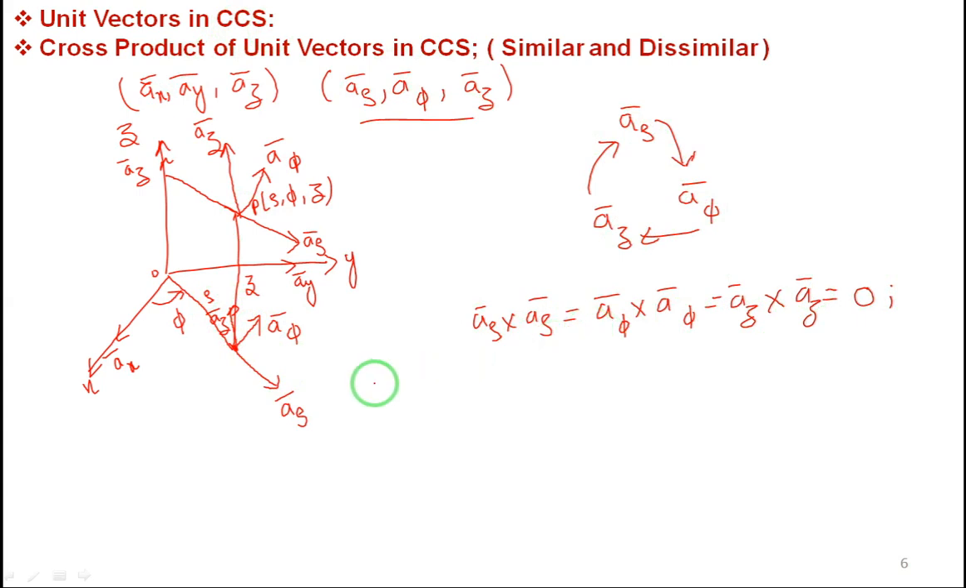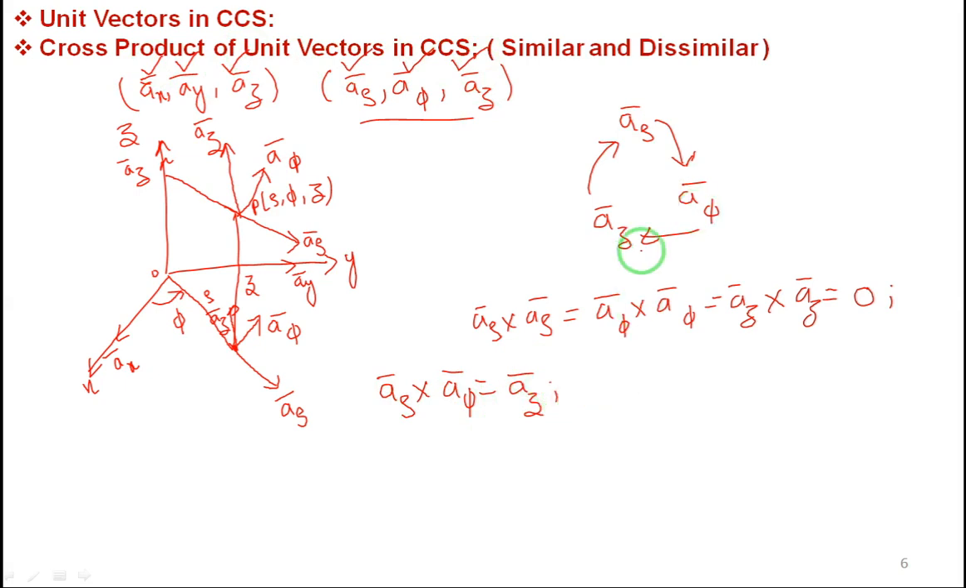Then if I take the cross product of dissimilar vectors, a rho cross a phi, I will tell only for this. So a rho cross a phi, apply the definition of the cross product. The magnitude of a rho is 1, the magnitude of a phi is 1, and sine of the angle between them. Like ax, ay, az, a rho, a phi, az are also mutually perpendicular to each other. Sine 90 is 1, and the unit normal vector is az, the other one, right? So I will get this.